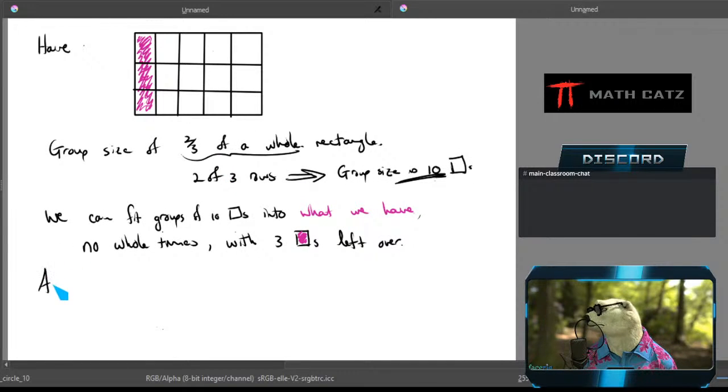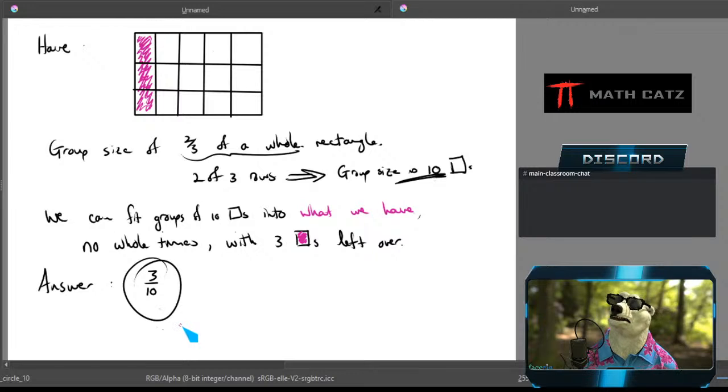So that's all we can do. My answer is therefore, I'm not going to write the 0 in the mixed number. I couldn't fit it in at all. I just have left 3/10 of a group, and that is it. So how much of the group can I fit in? 3/10 of it. I have 3, but I need 10.